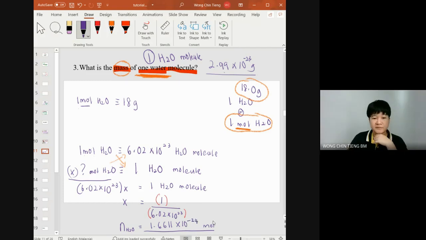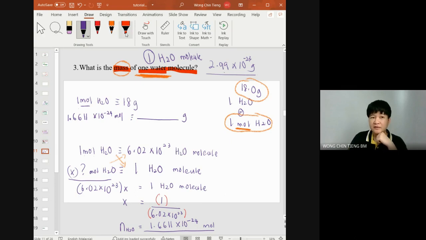Thank you. So this is the number of mole when you only have 1 biji. And sekarang saya nak berat untuk 1 biji ni. Alright, saya nak berat untuk 1 biji ni. So masuklah kat sini. Saya tahu 1 mole sama dengan 18 gram. Tapi sekarang saya hanya ada 1.6611 darab 10 kuasa 24 mole. Sikit, sangat sikit, mestilah sikit sebab saya nak satu biji je.